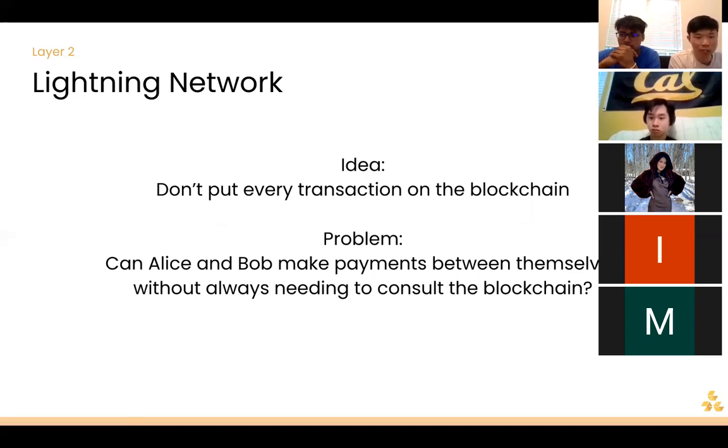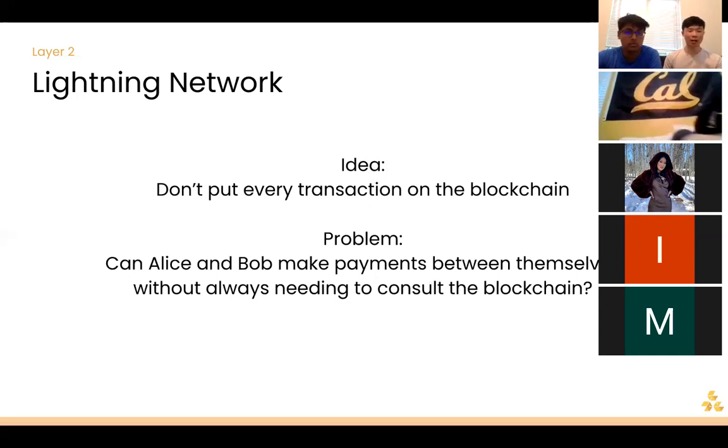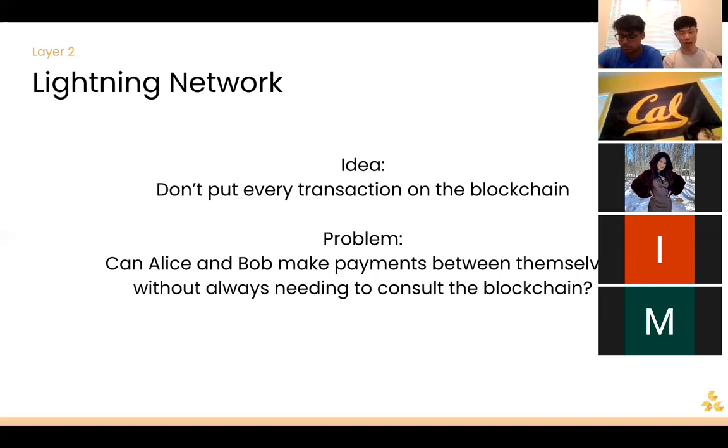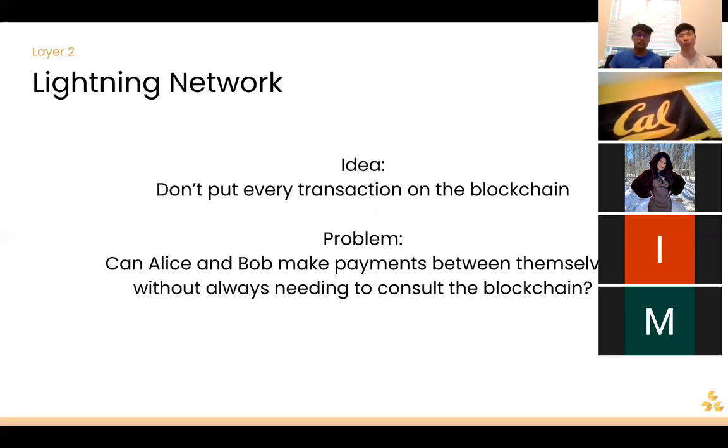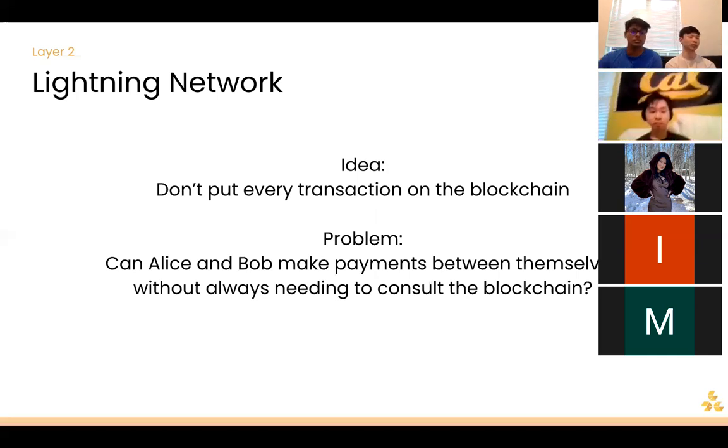A payment channel is just, and here we say Alice and Bob, but I'll use myself and Nish, it's more fun. Say me and Nish open up a payment channel between ourselves. Instead of consulting the blockchain every single time I pay him in Bitcoin, he pays me in Bitcoin, we just keep a log ourselves. Say we're roommates and I paid for groceries one week and he paid for groceries the next week, and we want to settle at the end of the month.